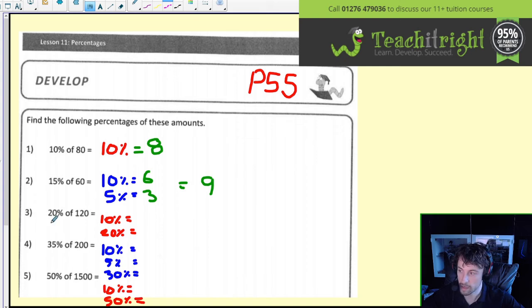For this one here, 20% of 120, well, 10% is 12. So that means 20% is twice as much, so 24. And that means my answer then is 24, because that's what I needed. I wanted to stop there. I could work at 25%.